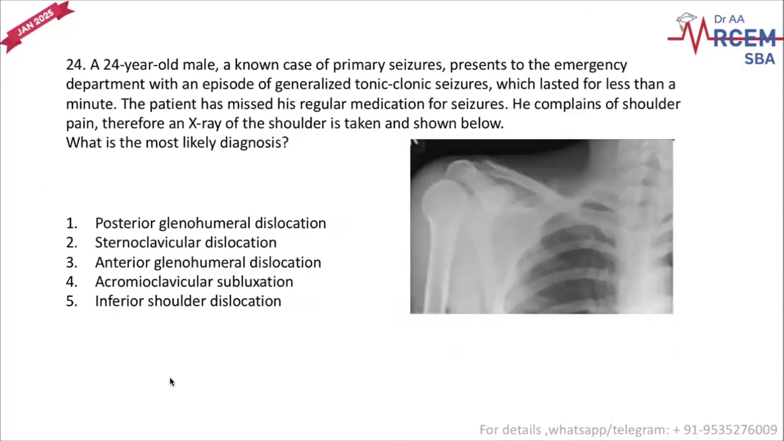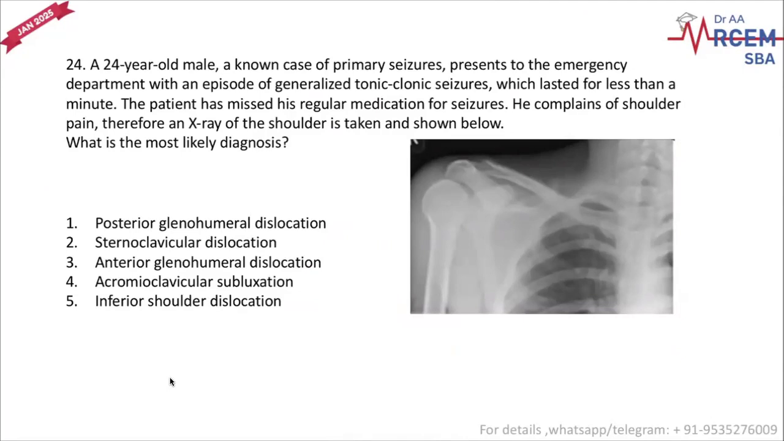A 24 years old male, known case of primary seizures, presented to the ED with an episode of GTCS, which lasted for less than a minute's time. The patient has missed his regular medications for seizures. He complains of shoulder pain. Therefore, X-ray has been taken. What's the most likely diagnosis?